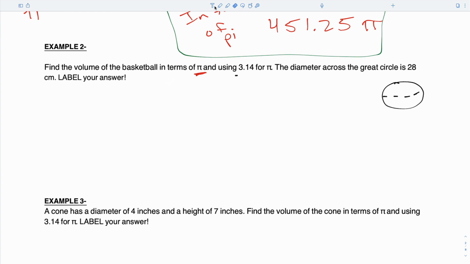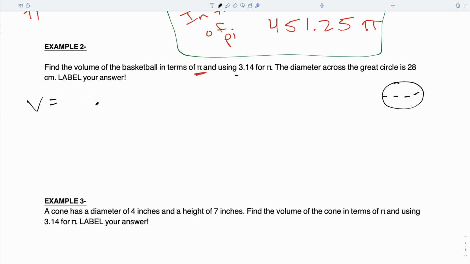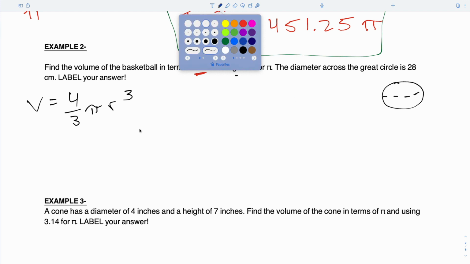So there's my sphere. What's the formula for a sphere? Ava F. Formula for a sphere. You have front row seats. Okay. And what's the radius of this great circle? Claire. 14. It is 14. Half diameter is your radius, so let's start plugging numbers in.